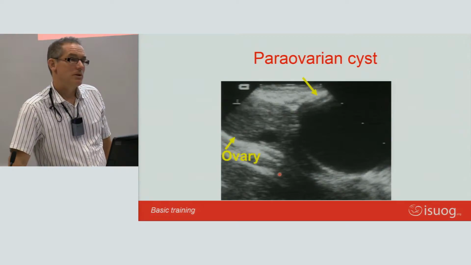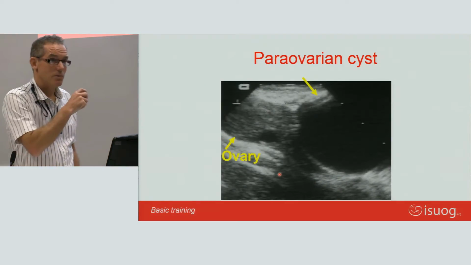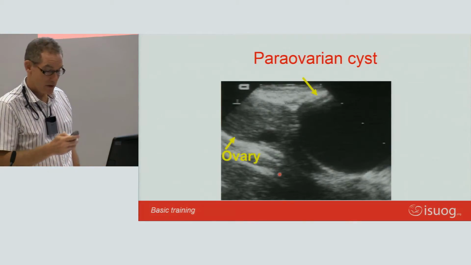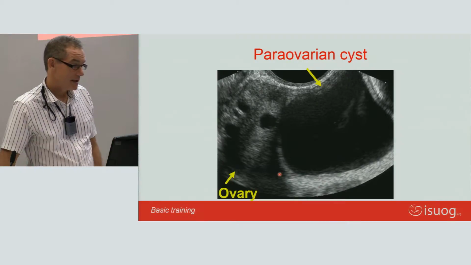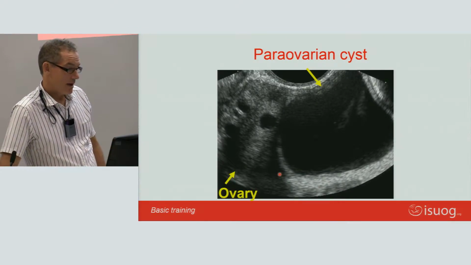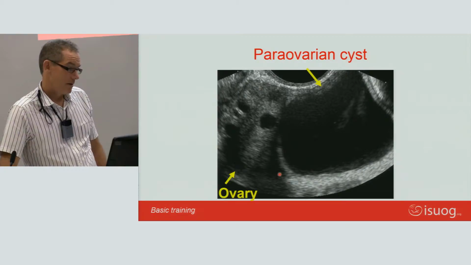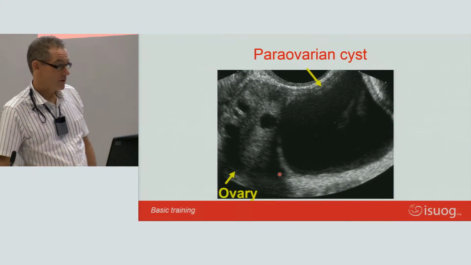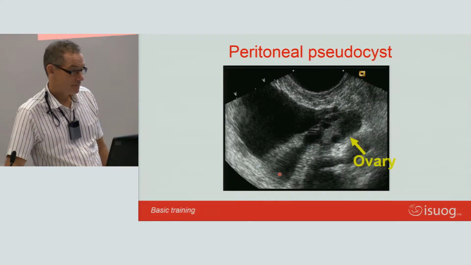How you distinguish between the two is the usual probe, much like we showed with that dynamic assessment. If you put your probe between the paraovarian cyst and the ovary, you can often separate it off. It's sometimes easier said than done. Sometimes it's quite attached, and then you have to follow the contour of the ovary with two views to determine that this is a paraovarian cyst.